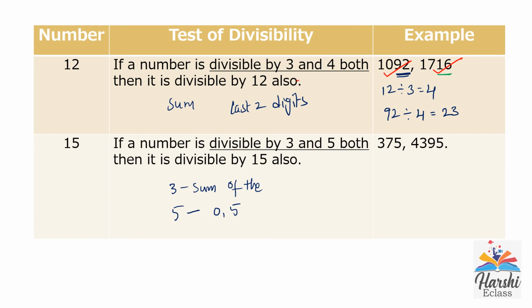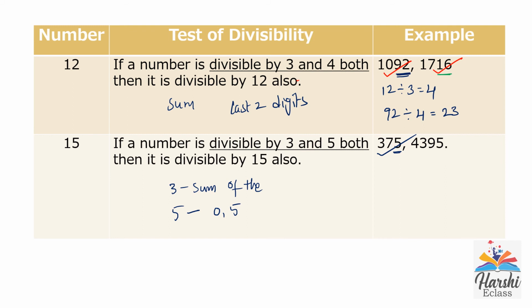375. 3 plus 7, 10. 10 plus 5, 15. 15 is divisible by 3. So 375 is divisible by 3. Let's check with 5. It is ending with 5. That means this number is also divisible by 5. So 375 is completely divisible by 15.